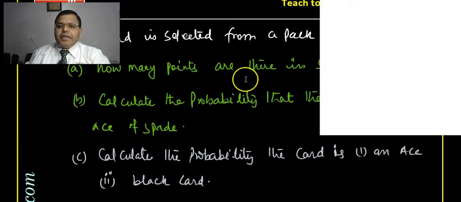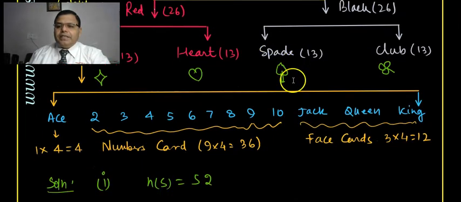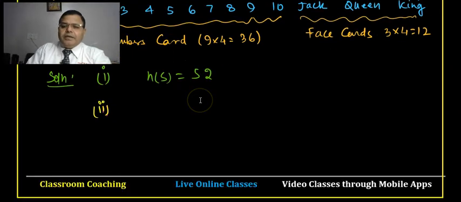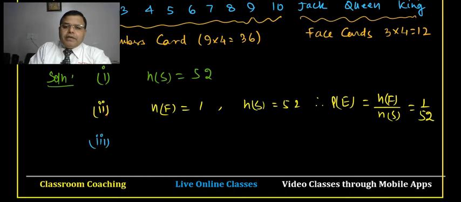Now they are asking to calculate the probability that a card is a spade. So the spade is here, and how many spades? One spade. So here favorable outcome is only one, and NS is 52. So therefore probability of the event is NF by NS. That is 1 by 52. This will be the answer.